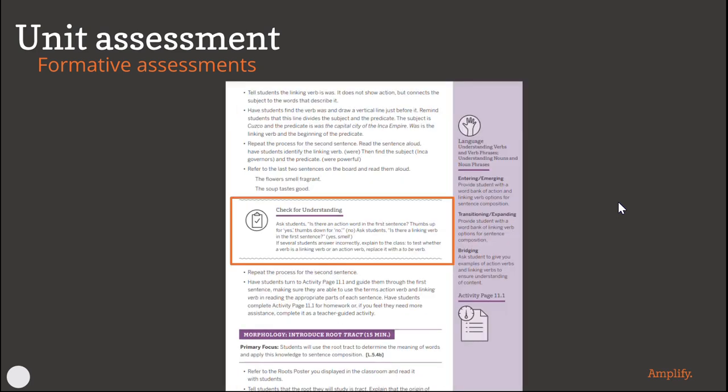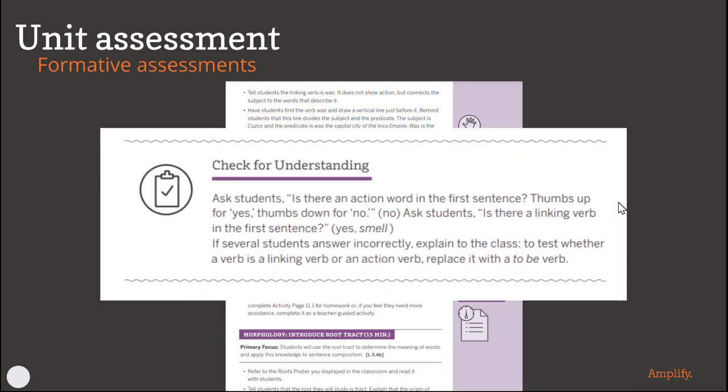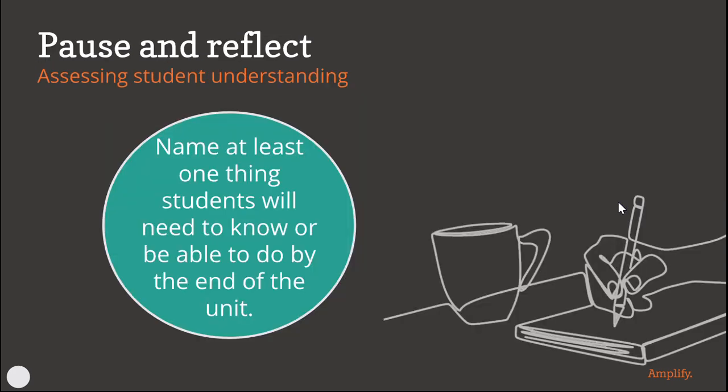Quick check for understandings to evaluate classroom performance as a whole are also designated in various lessons. These are located within the body of the lesson. In Lesson 11, the teacher asks students to identify action words and linking verbs in a sentence. Based on students' responses, the teacher will then test whether a verb is a linking verb or an action verb by replacing it with a to be verb. Careful attention to these check for understandings collected on a daily basis will enable you to quickly determine which students may benefit from reteaching and/or more practice in particular skills.